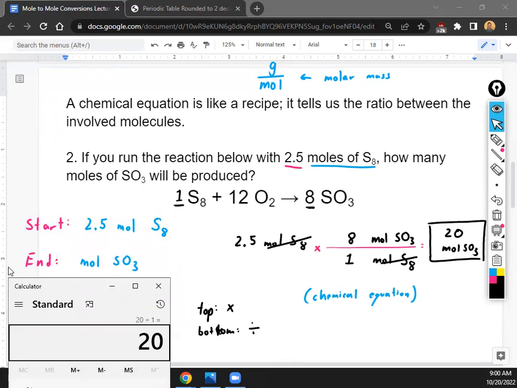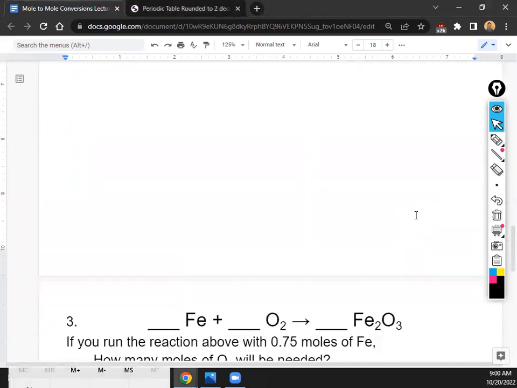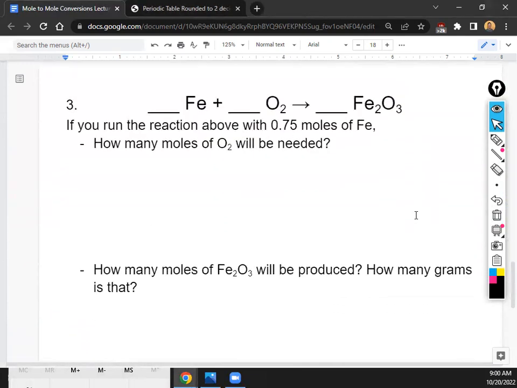Okay, so we're just gonna do one big example together. And then I will have you guys get started on the assignment. But before we move on, any questions on this? Okay, so for the last problem for the lecture, you're going to be doing a problem that's very similar to what's on your assignment. And so we're going to be putting everything together, okay?